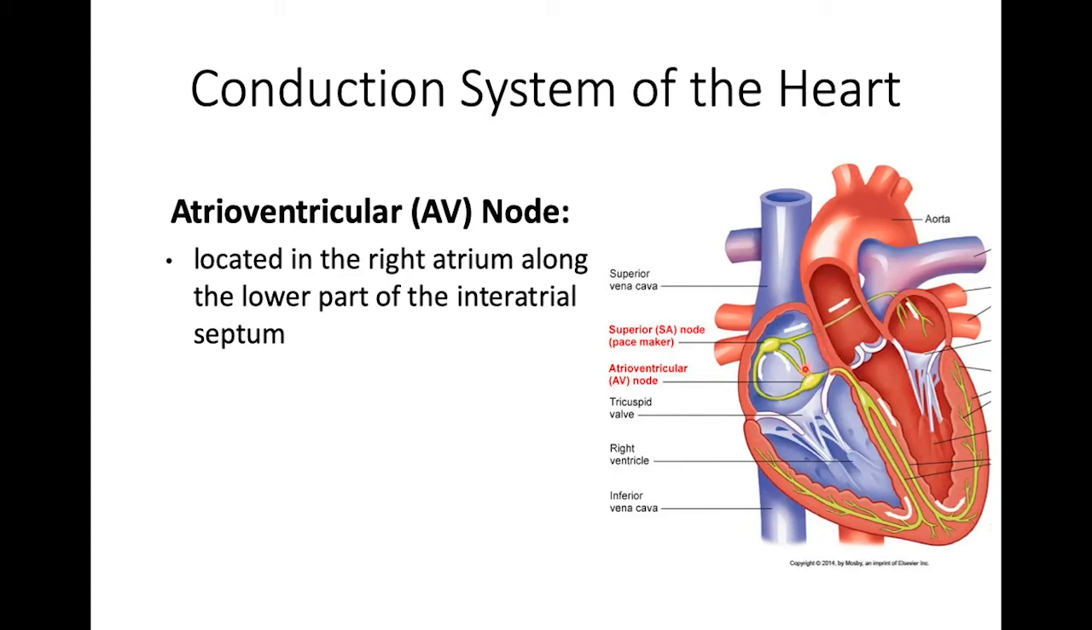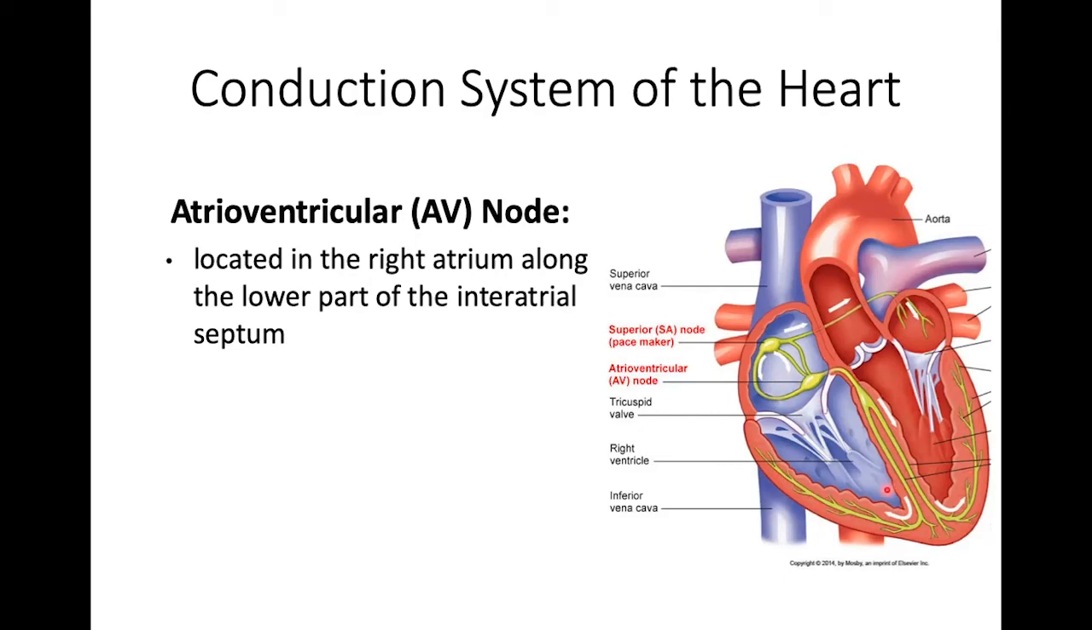Now, the main goal here of the atrioventricular node is to cause a slight delay in transmission throughout the rest of the conductive system. Because remember, once you depolarize the atria, they will contract. Well, when the atria are contracting, the ventricles need to be relaxed. If you depolarize the whole heart all at once, everything's going to contract and blood is not going to move anywhere.